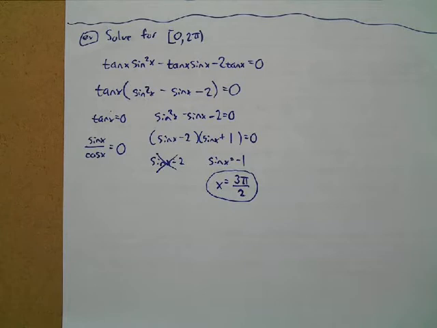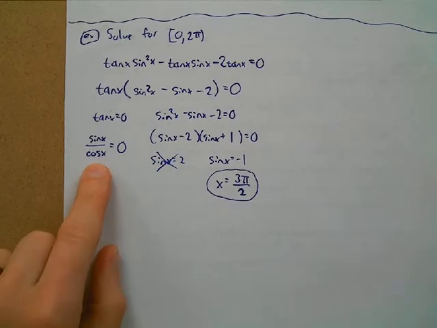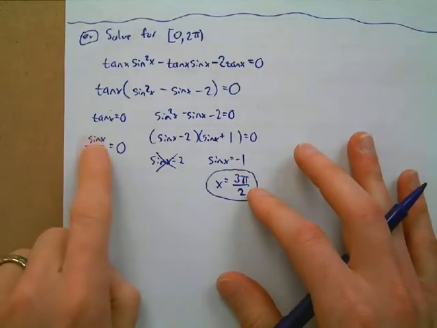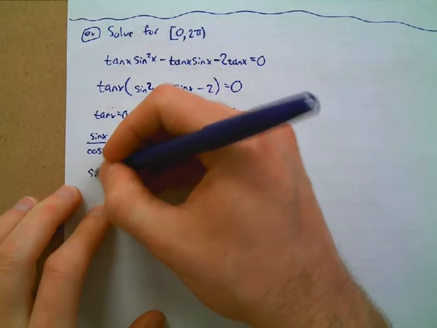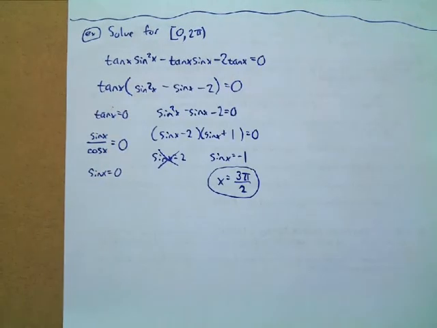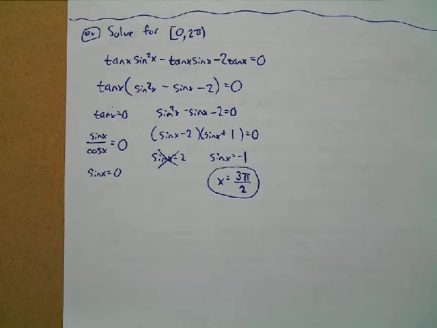We don't care about cosine x. It can be 0 at some point, right? That's not what we want, though. It'll make us undefined. We just want to worry about when sine of x is 0. So, really, we need to think about when sine of x is 0. And when is that the case? 0 and pi. There it is. 3 solutions. 0, pi, and 3 pi over 2.